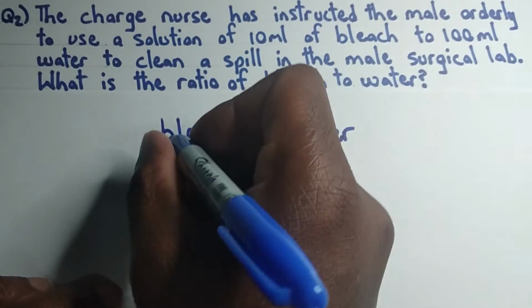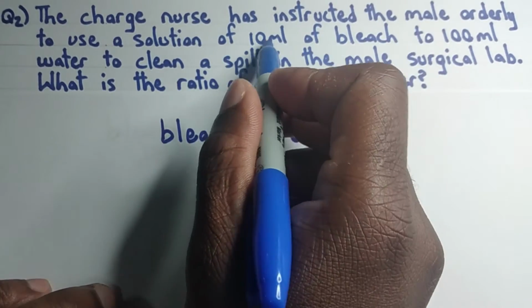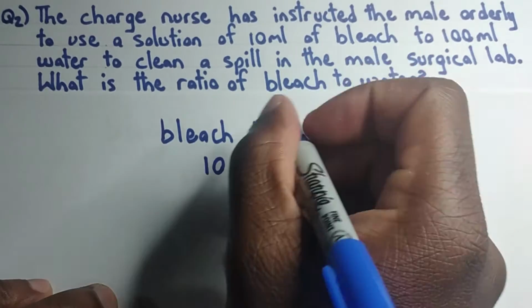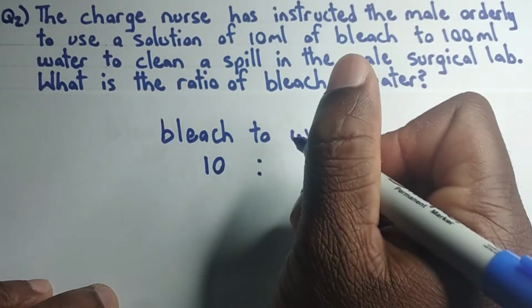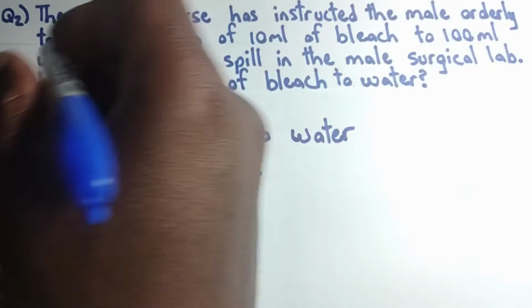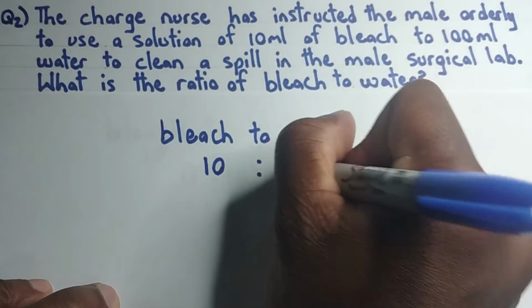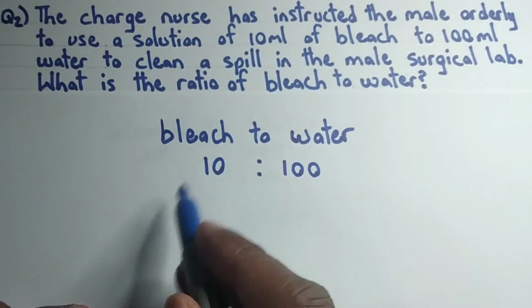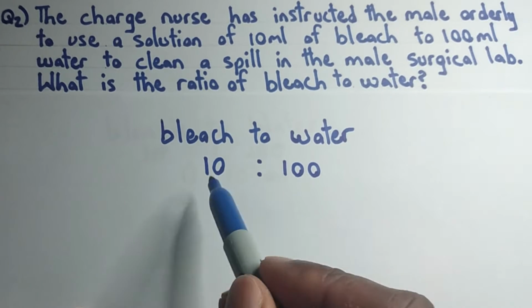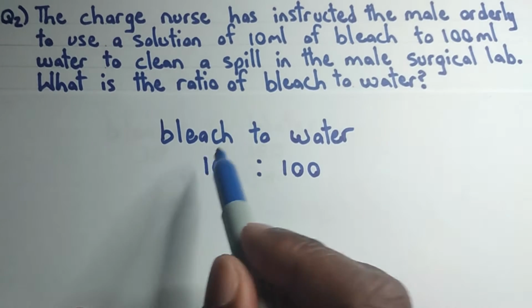All right. So we know that we're supposed to use what? 10 milliliters of bleach, 2, and we use a colon to represent the 2 as it regards to ratio to 100 milliliters of water. All right. And we can always reduce this. So what we're going to do is divide both these numbers by the highest common factor for both numbers.